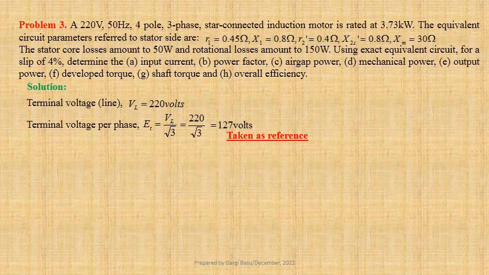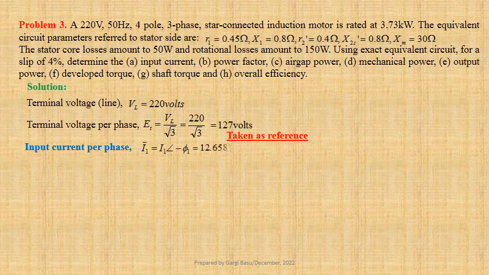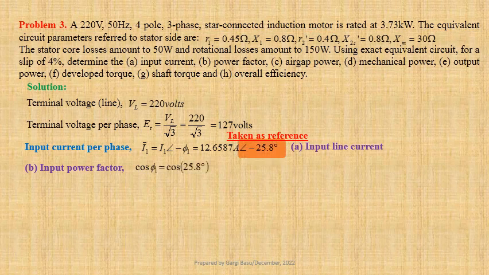In polar form, we can write input current per phase I1 equals I1 at an angle minus phi1 equals 12.6587 ampere at an angle minus 25.8 degree. For a star-connected induction motor, input current per phase equals input line current. Let us now determine input power factor. Cos phi1 equals cos of 25.8 degree, that is equal to 0.9 lagging.